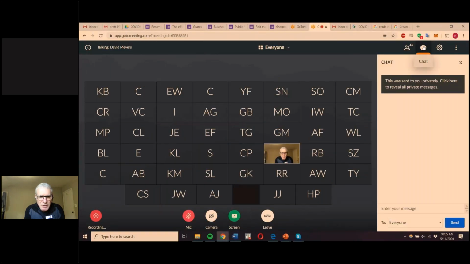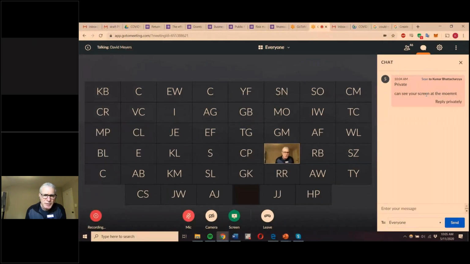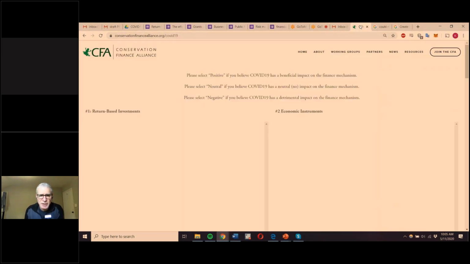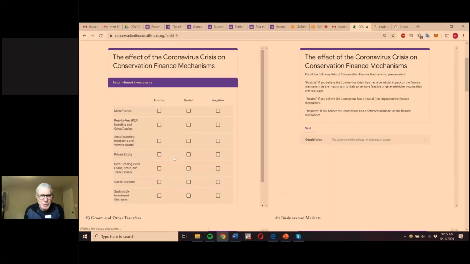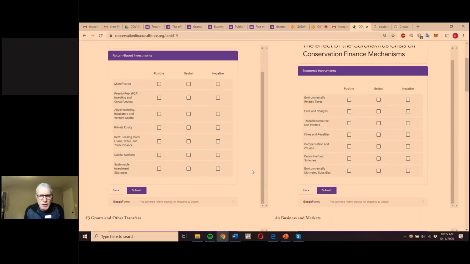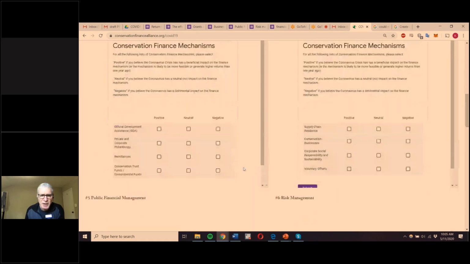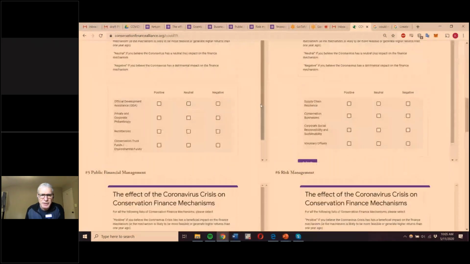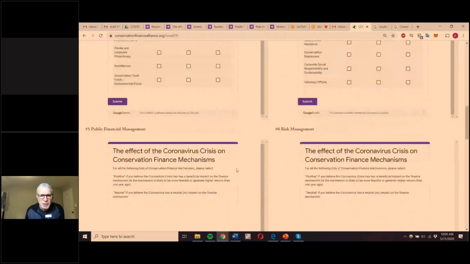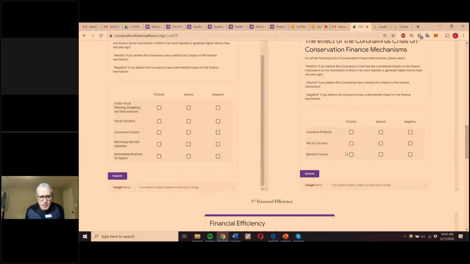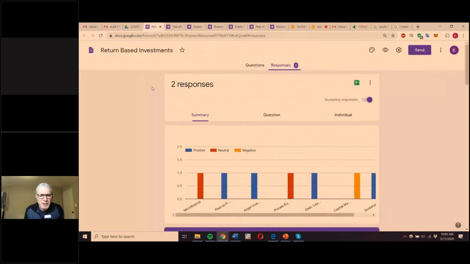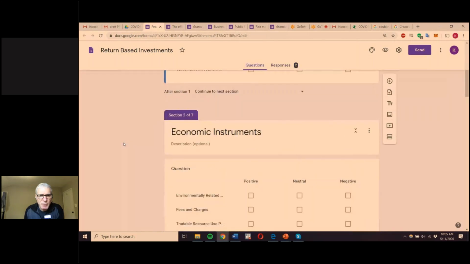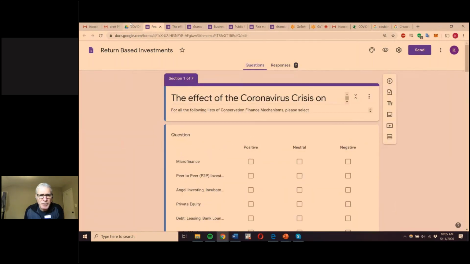The topic, which is coronavirus and conservation finance, is obviously one that we've discussed once before, and there have been a lot of online discussions about this issue. Obviously, we're all living through a situation that's quite rare and quite devastating for many people around the world.